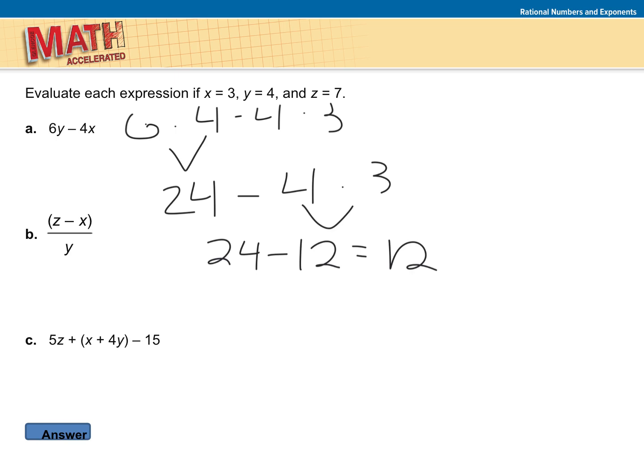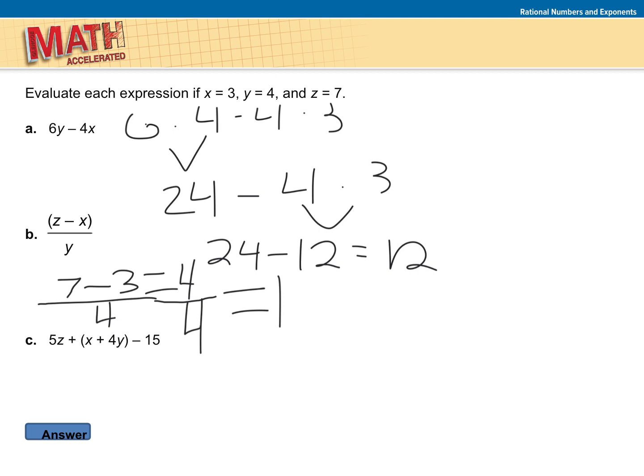I swapped out z for 7, then minus, and then I swapped out x for 3 divided by 4. And first you would do your subtraction on top, and then you would do your division, which would equal 1.